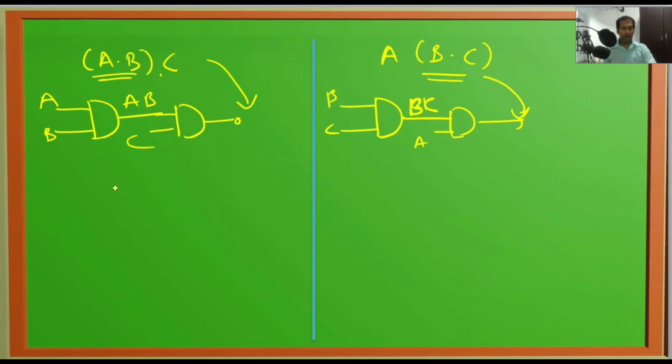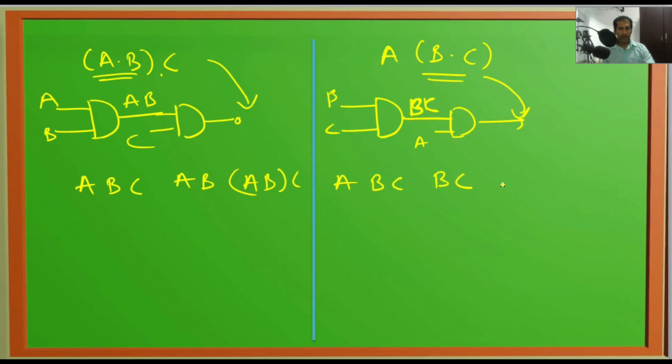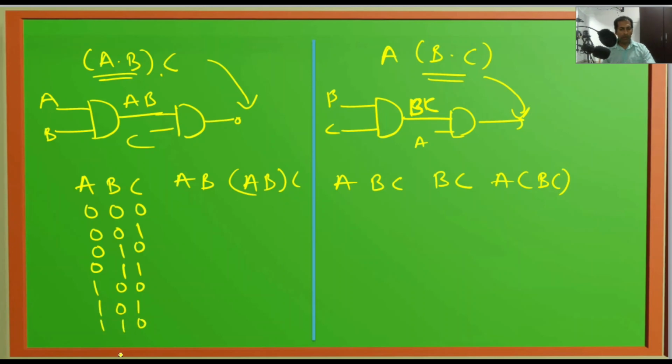Now two tables we can cross check, we will get the same. Say A, B, C, intermediate stage A B, then A B C. Similarly we can write down A, B, C, intermediate stage B C, then A into B C. So here inputs are 0 0 0, 0 0 1, 0 1 0, 0 1 1, 1 0 0, 1 0 1, 1 1 0, 1 1 1. Similarly, here we will check for the same inputs.